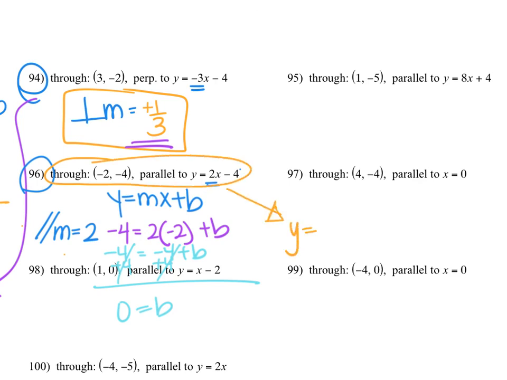y equals my slope, which was 2, and my b, which is 0. And this is my answer.